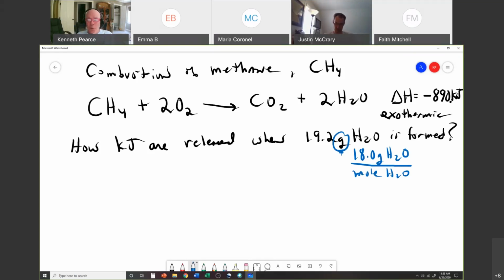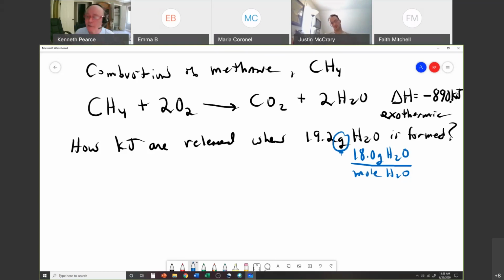Do I see grams anywhere else? Why would you see grams somewhere else? Because maybe you're doing a limiting reactant problem. Limiting reactant problems, usually you have two things reacting together, right? You're trying to figure out how much you're going to get. You're going to need to know both quantities.